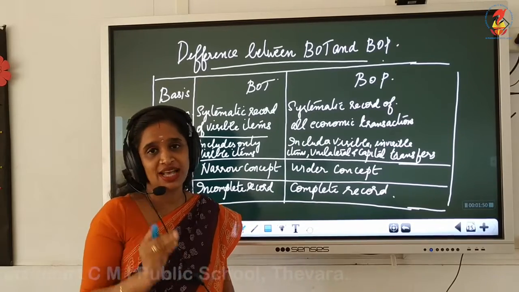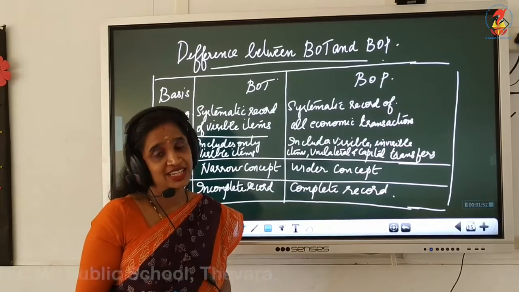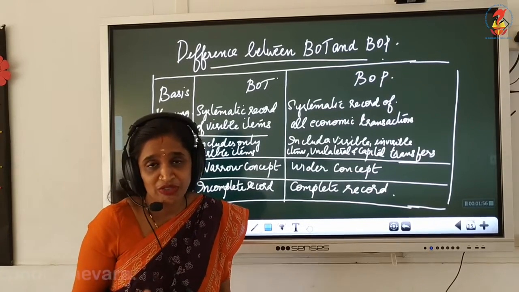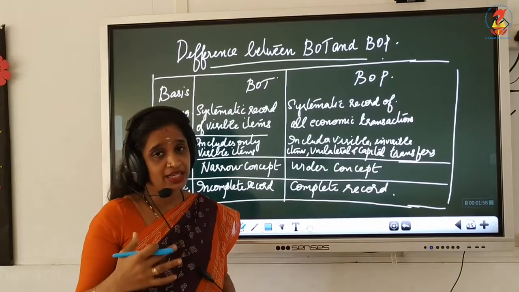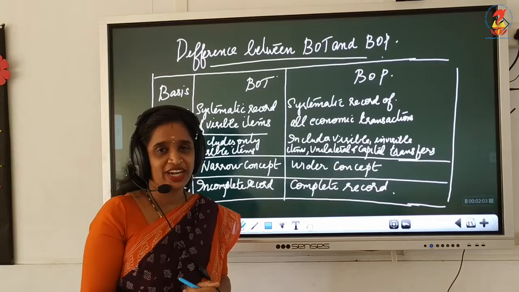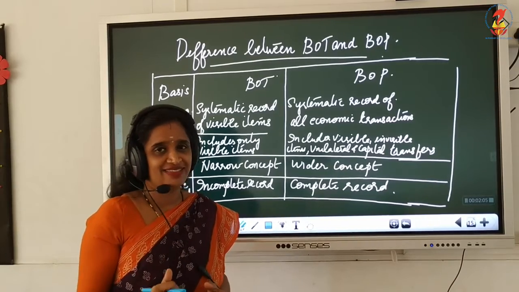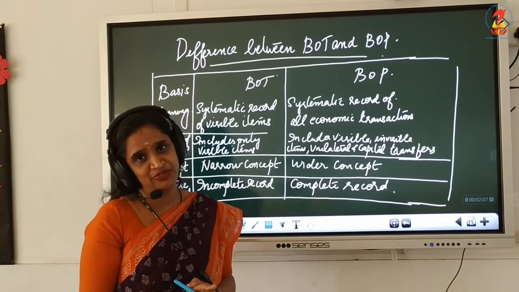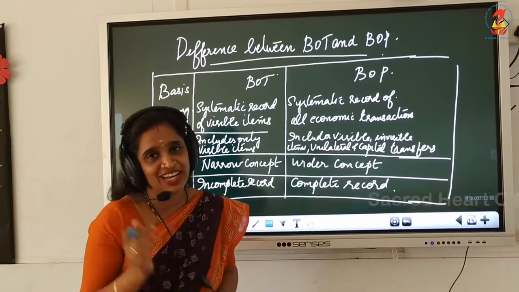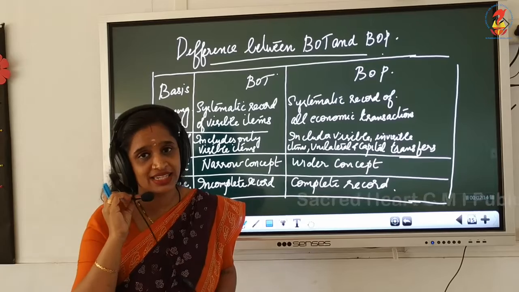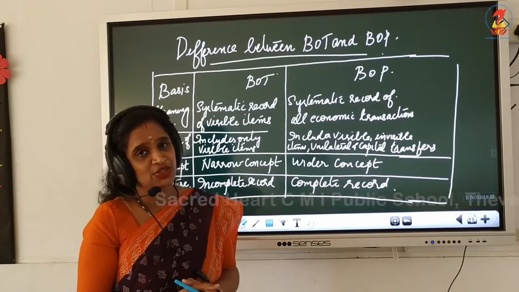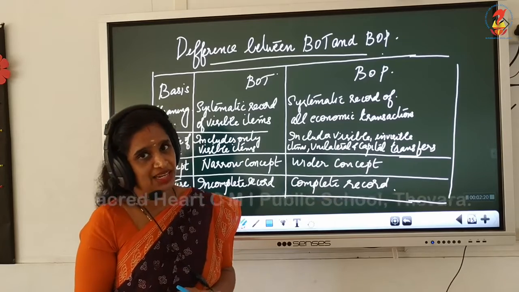So when a question is asked, what is balance of trade? It is a difference between export of goods and import of goods only. And if the export is more, there is surplus in the balance of trade. If export is less, there is deficit in the balance of trade. If export and import of goods are equal, if it is balanced, if it is equalized, we can say there is balance of visible trade or trade balance.